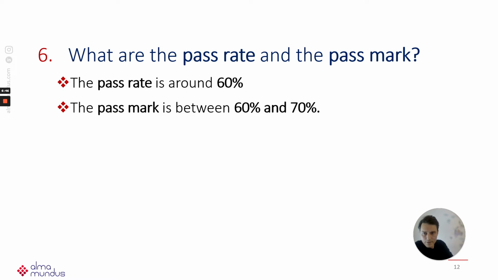Question number 6, pass rate and pass mark. Around 60% of the candidates pass the exam, and they need to have a mark between 60 and 70%. To pass the exam, you need to have at least 60%. Maybe 60% is not enough, probably closer to 70% is going to be better. We advise the candidates that work with us to reach a minimum of 70% to 75% when they are practicing our question banks and mock exams, so we make their life easier when they get to the exam.